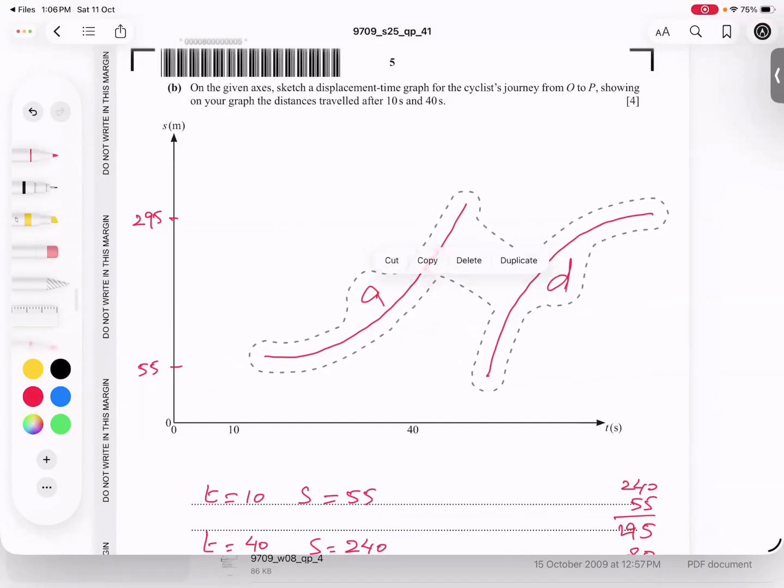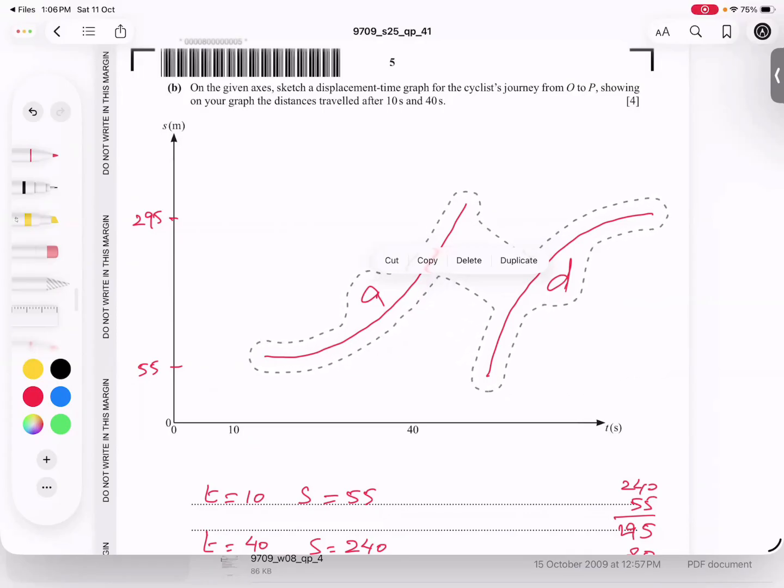Now I'm going to start. And wait a minute. Just a minute. I'll just make it clearer.